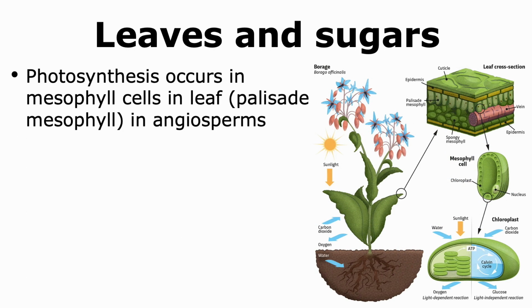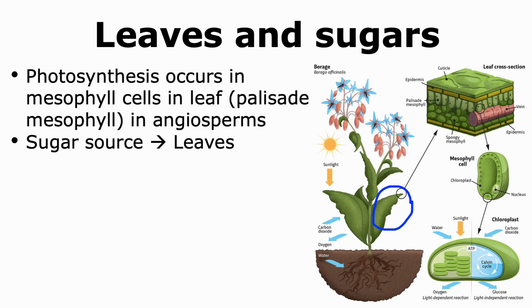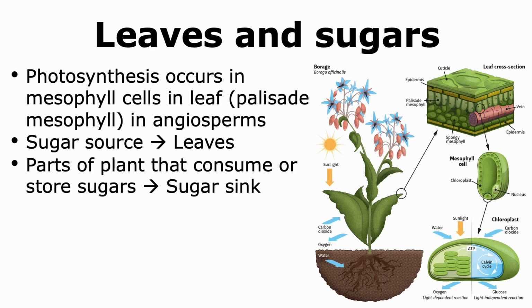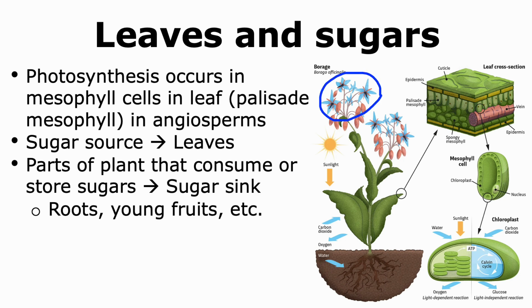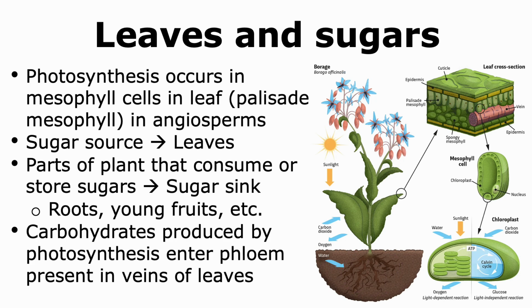All the reactions related to photosynthesis occur primarily in the leaves of plants. They actually happen in the mesophyll cells. In the case of angiosperms, we have two types of mesophyll cells, and photosynthesis primarily happens in the palisade mesophyll cells. Once photosynthesis occurs in the mesophyll cells, the sugars are made. Thus, the leaves of the plant, which have these mesophyll cells, are the source of sugars and hence are rich in sugars. The parts of the plant that consume or store sugars are called the sugar sink. This includes flowers, young fruits, or even roots of the plant. The carbohydrates that are produced by photosynthesis will enter the phloem, which is present in the veins of leaves. Phloem is a type of vascular tissue.